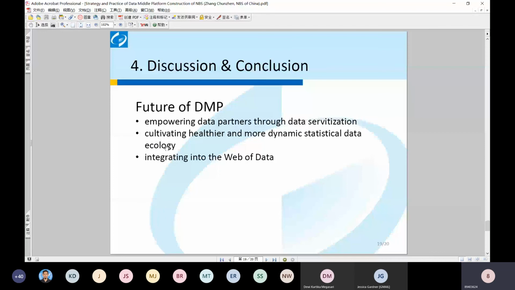And our vision on the DMP includes empowering data partners through data servitization and cultivating healthier and more dynamic statistical data ecology. And finally, it can help statistical data integrated into the web of data.